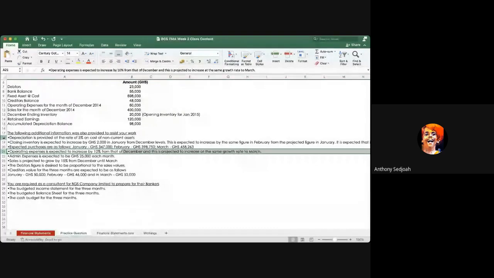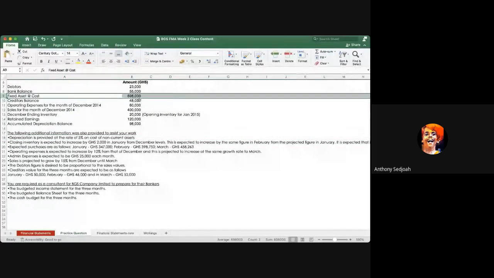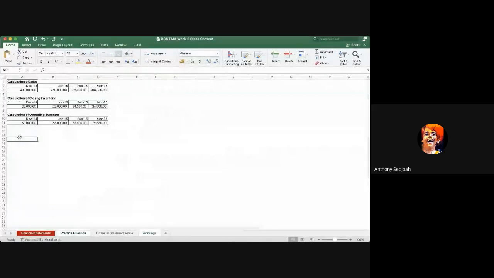It's an indirect cost or an indirect expense. So the question, when you check the additional information, it says that depreciation is provided at the rate of 5% on the cost of non-current assets. So let's see if we can locate the cost of non-current assets. Non-current assets is the same as fixed assets. Okay, so we have fixed assets over here, and the cost is 698,000. So it means the depreciation is supposed to be 5% times 698,000. So let's go and do that calculation.